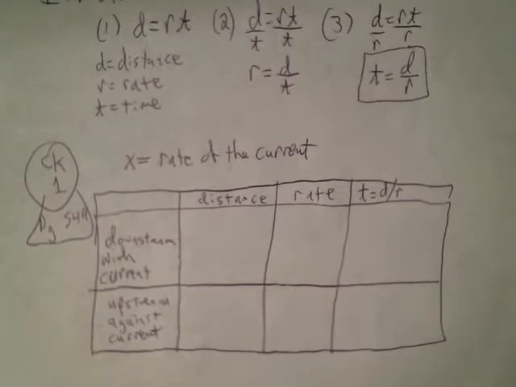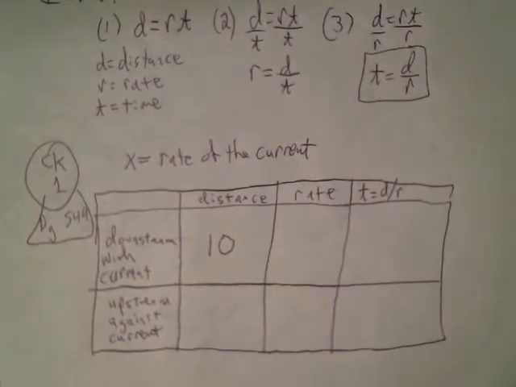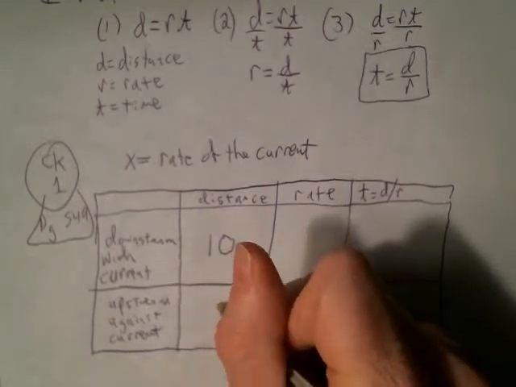In still water, your average canoeing rate is 3 miles per hour. It takes you the same amount of time to travel 10 miles downstream with the current. So downstream with the current is 10 miles. And you're going 2 miles upstream against the current.